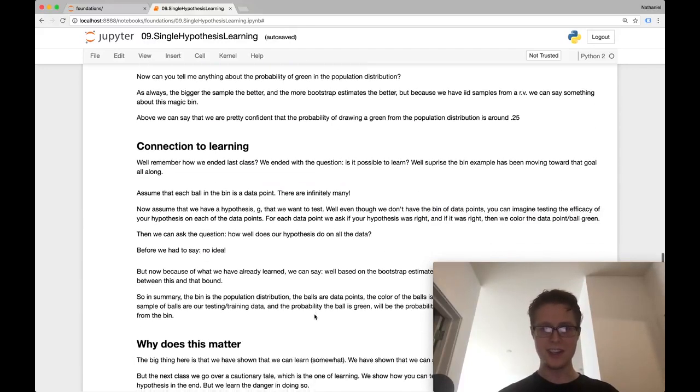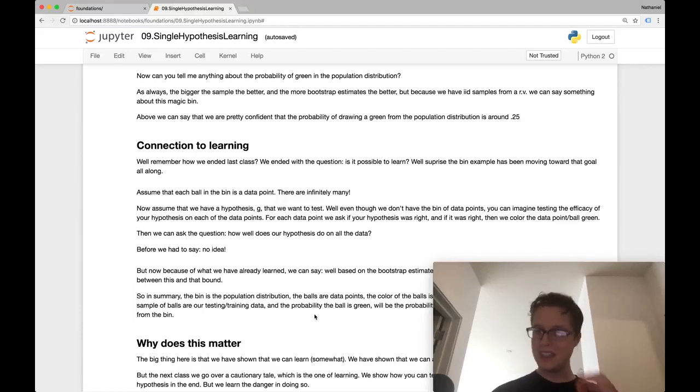So let's make connections. So assume that each ball in the bin is a data point. There are infinitely many. And now assume that we have a hypothesis. So we've thought very hard, particularly about loan applications, and we've decided to only accept people above a specific FICO score, and only if they have an income above this level, right? So we've made a function. This is our hypothesis function. Is it the true function? Likely not. Likely there is a better function that takes in more things about this person. Perhaps their spending habits, perhaps how much they exercise even, or something like that.